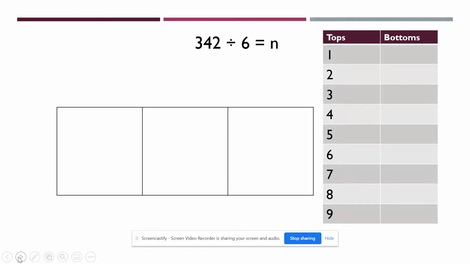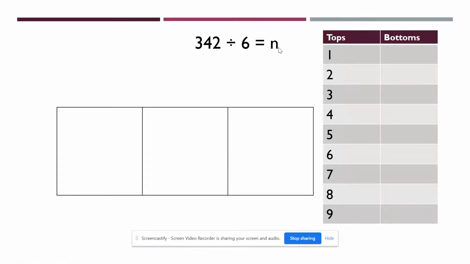We are going to begin by dividing a 3-digit number by a 1-digit number. Just to review some vocabulary that your children will become familiar with, 342 is the dividend. That is the total we are putting into groups. We're dividing by 6, so that's our divisor. And our quotient or answer right now is represented by the variable n.